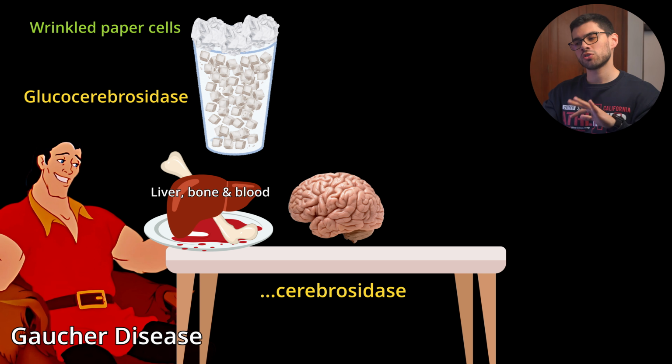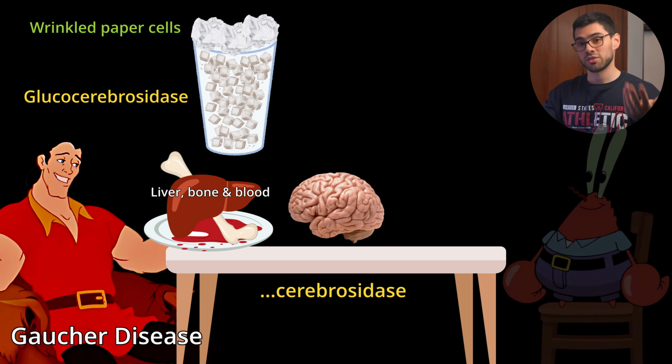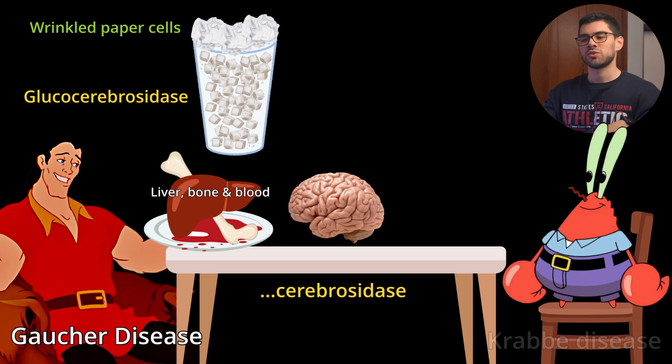On the other side, we also spot a familiar face. It was of which character? Mr. Krabbe's, right? So Mr. Krabbe's is there to help us remember Krabbe disease. And this is probably the easiest cue to associate.